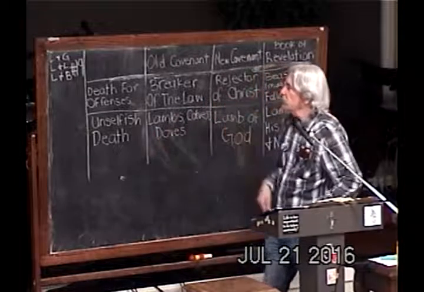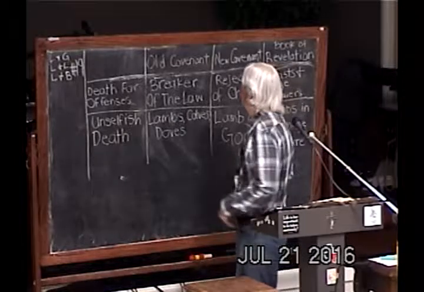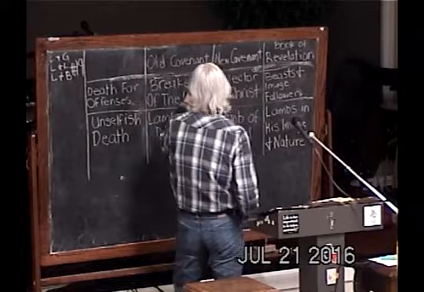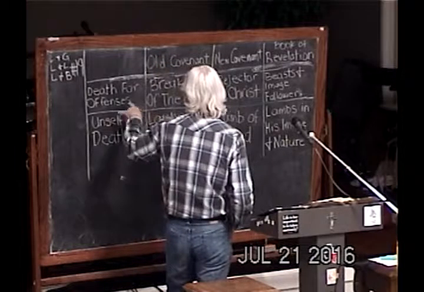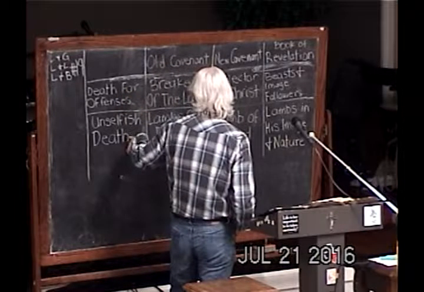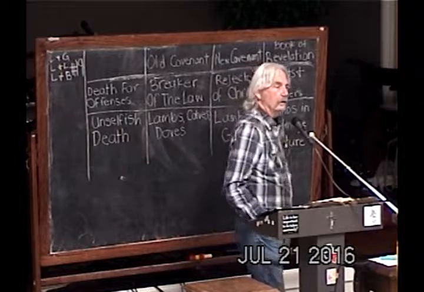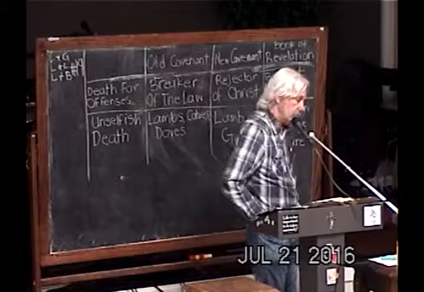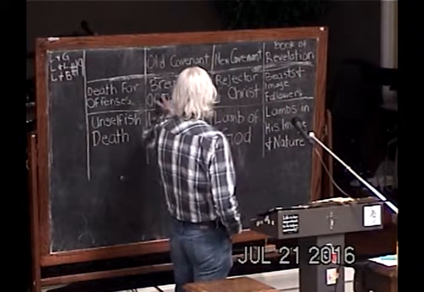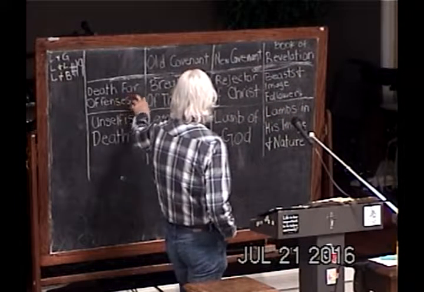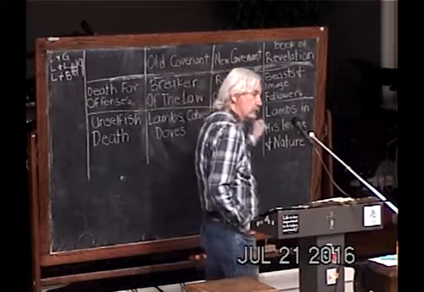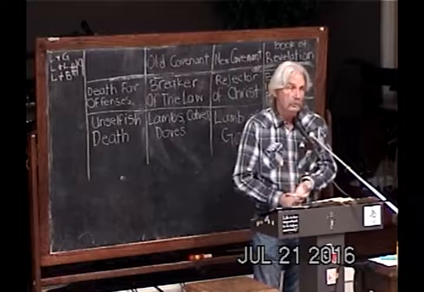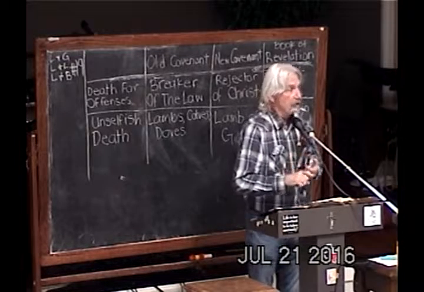so let's just look at the chart on the board. Old Covenant, New Covenant, Book of Revelation. So we talked about two kinds of death. One is death for offenses, and the other one is an unselfish death. Death number one and number two, however you want to label that. And in the Old Covenant, the death for offenses was for the breaker of the law. If you broke the law, you were punished. If you broke the law, you could have been killed, I mean stoned to death or whatever.